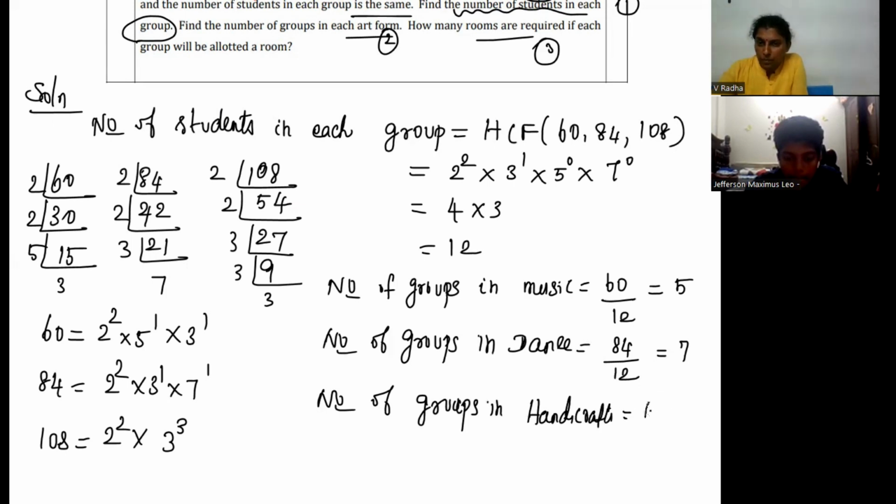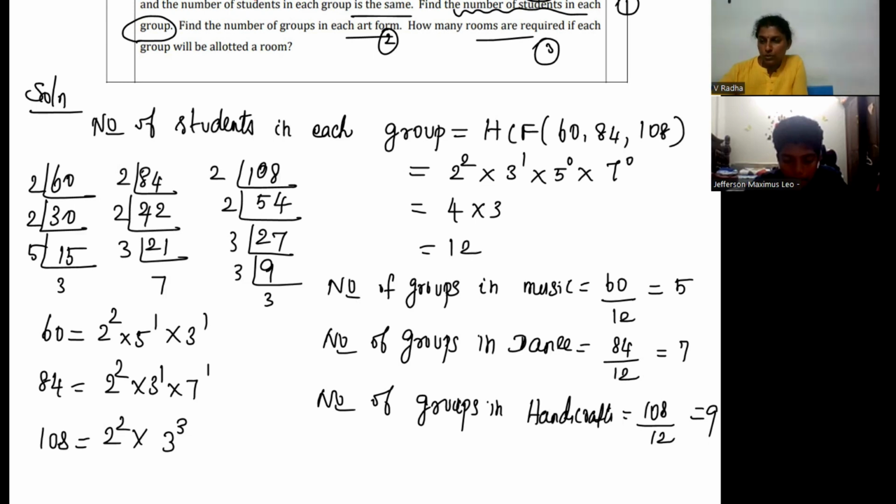That is 108 by 12, it's 9 times. First question finished: number of students in each group is 12. For music, number of groups is equal to 5. For dance, number of groups is equal to 7. For candy-crafts, number of groups is equal to 9.